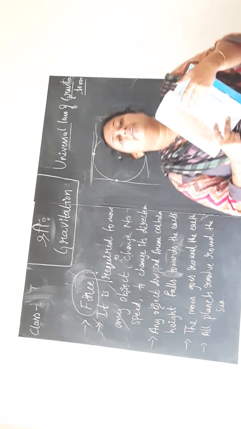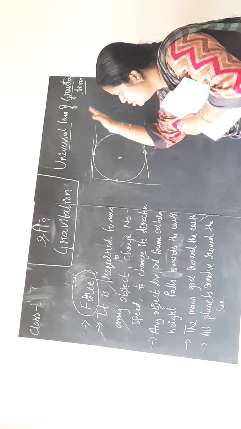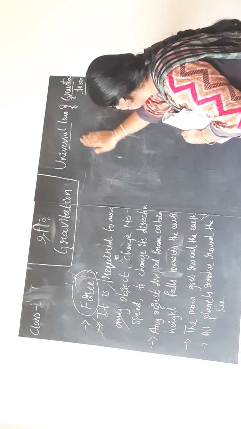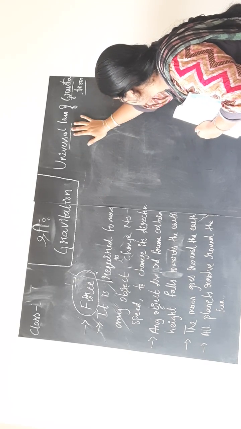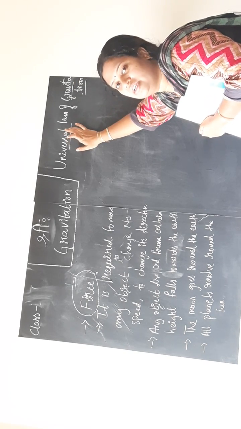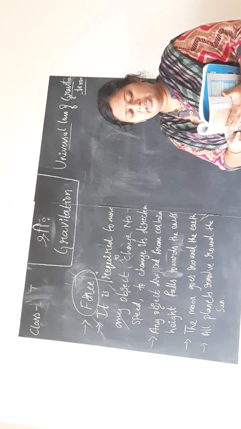Next, you have the very important universal law of gravitation. So, you have studied various laws, children, but with regard to this gravitational force also, you have a law called the universal law of gravitation. Why the term universal? Because it is a universally accepted law. Hence, it is called the universal law of gravitation.